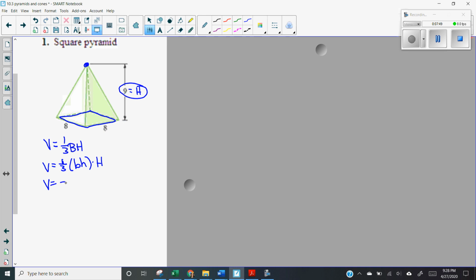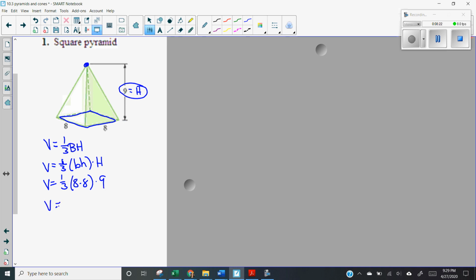Volume equals 1/3 times 8 times 8 times the height of the whole thing. Okay, please do not use 0.3 for a third, or even 0.33 for a third. It's just not close enough. There should be no rounding error in here. So if you're typing this in the calculator, you can just do 1 divided by 3 times 8 times 8 times 9. You can also do 8 times 8 times 9, get a number, and then divide that whole thing by 3. That would be fine as well. You decide which way you prefer to do it.